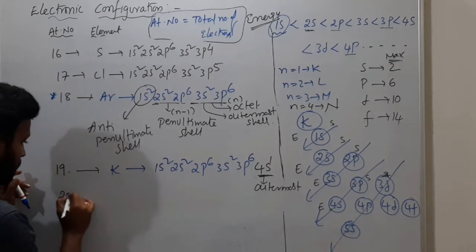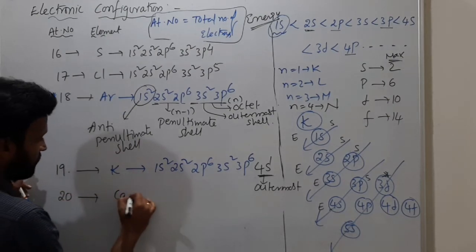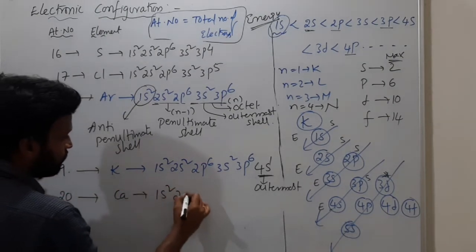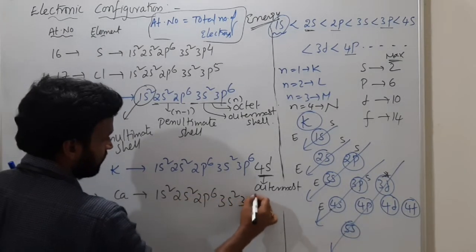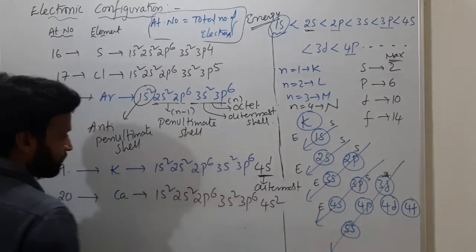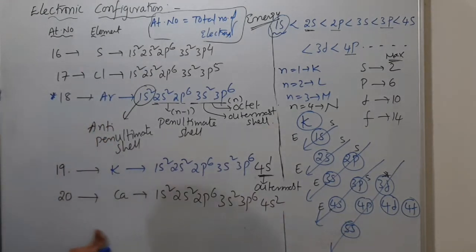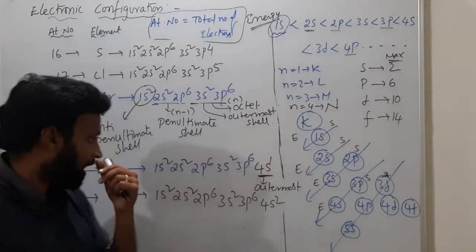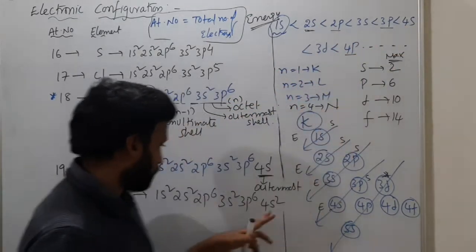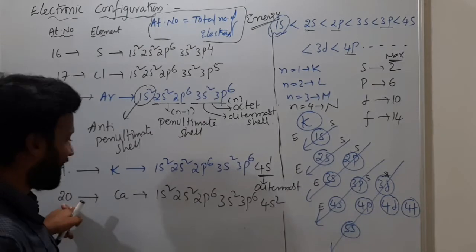So next, the 20th one is calcium. Its configuration is 1s2, 2s2, 2p6, 3s2, 3p6 and 4s2. So we discussed the electronic configurations of 20 elements using this. After 4s, next: 4s was completely filled in calcium.